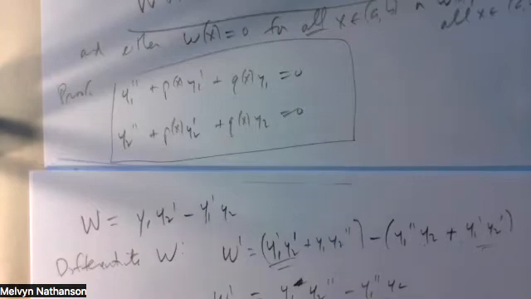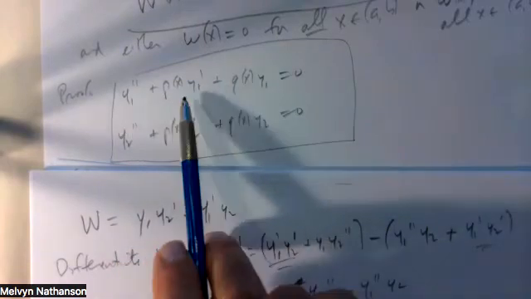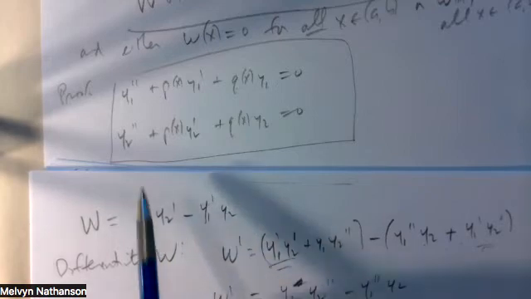And y2 double prime and y1 double prime can be written in terms of p and q and the functions and their first derivatives. So let me just write this over here. So W prime is equal to y1 times y2 double prime, which is minus p y2 prime minus q y2, minus y1 double prime y2, which is minus p y1 prime minus q y1, times y2. Let's see what this is.